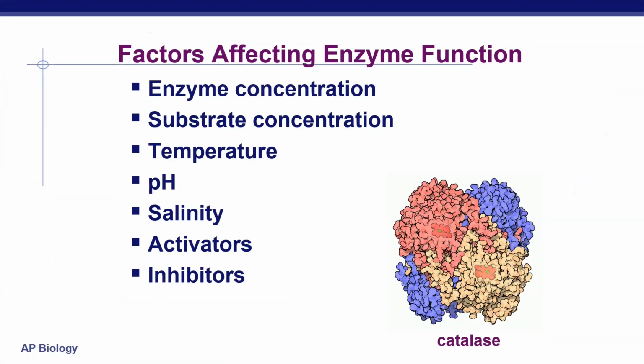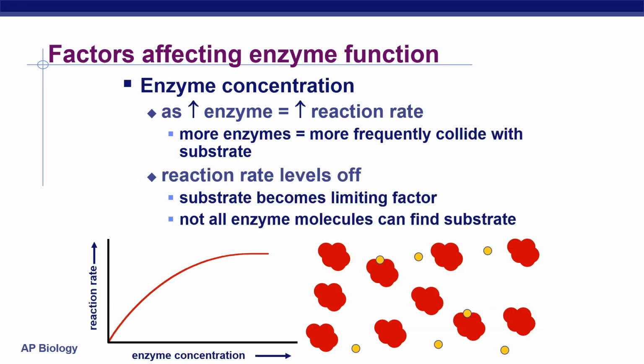Now, here on the screen, as you see, are several factors that affect enzymatic function, namely enzyme concentration, substrate concentration, temperature, pH, salinity, activators, and inhibitors. All these are various factors that we'll try to simulate the best we can in our classroom and in your investigative studies. Now, factors affecting enzymatic function, there are several of them out there. The first one being enzyme concentration.